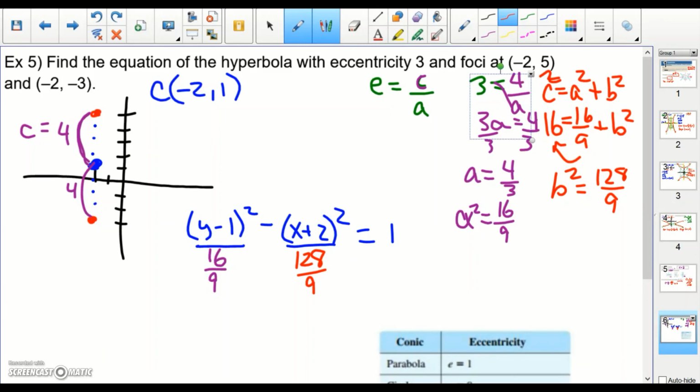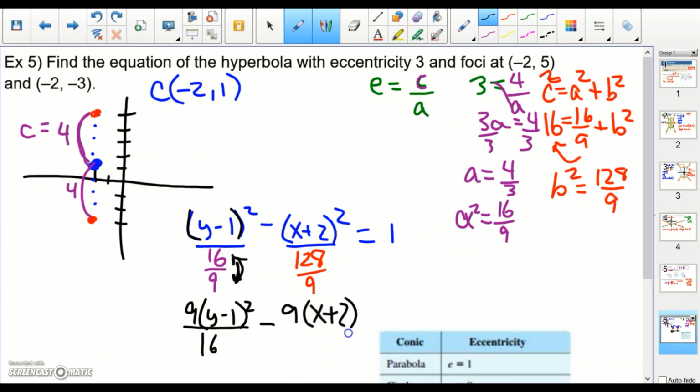Okay, we are almost finished. The only thing you have to consider is fraction divided by fraction, which is what we have. If I'm dividing a fraction by a fraction, I multiply by the reciprocal. So if you just multiply by the reciprocal, you would take this number on the top and multiply by 9/16. You're going to get 9/16 times y minus 1 squared. So essentially you're just flipping that fraction. 9 times x plus 2 squared over 128 equals 1. There's your equation.